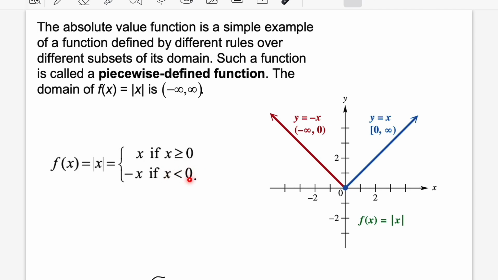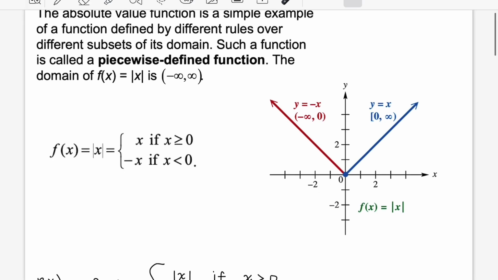And then our second rule here tells us for all x values that are less than 0, we get minus x. We can see that on this region of the graph as well. These are all x values that are negative, or less than 0. And so this is what we get. Y is equal to minus x.